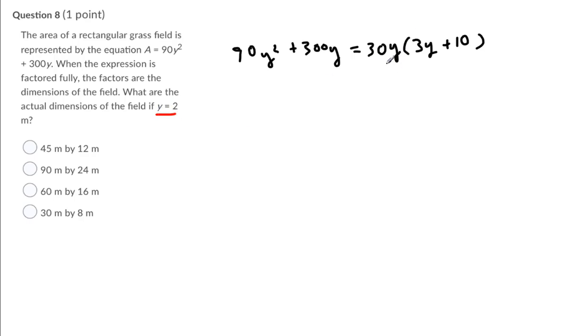So if I substitute y equals 2 in for my first one, 30 times 2 is going to be 60, which I see right here. And then if I substitute a 2 in here, I've got 2 times 3 is 6, plus 10 is 16, and I see that right here. So it looks like that's going to be my answer for this one.